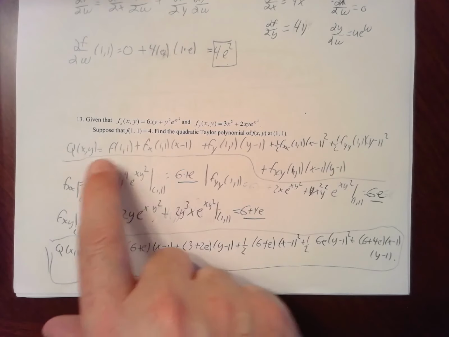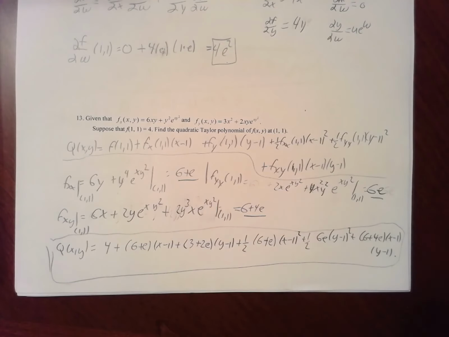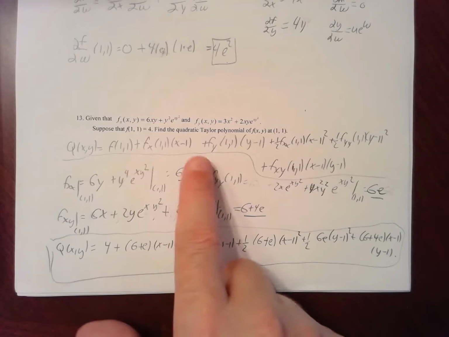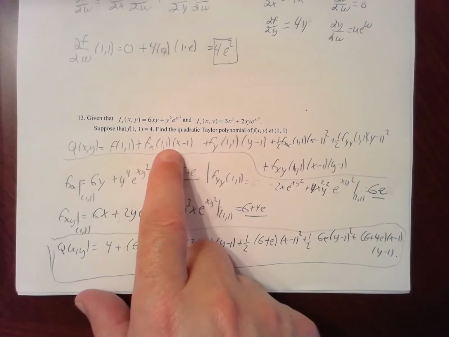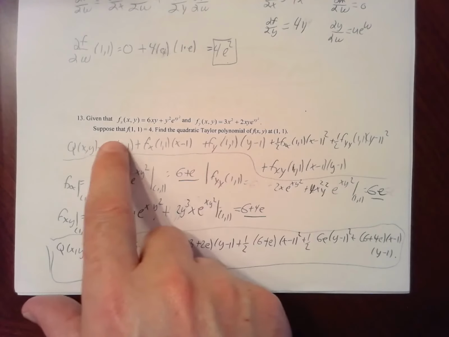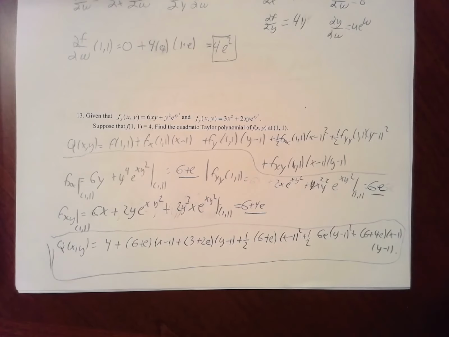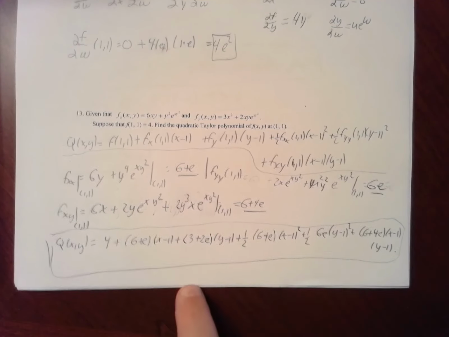This is our formula for our quadratic Taylor polynomial, or second order Taylor. So we got to calculate all these partials at the point 1, 1. And then here's our linear approximation, this part right here. And then we add on all these quadratic terms. And here are all the things I got.